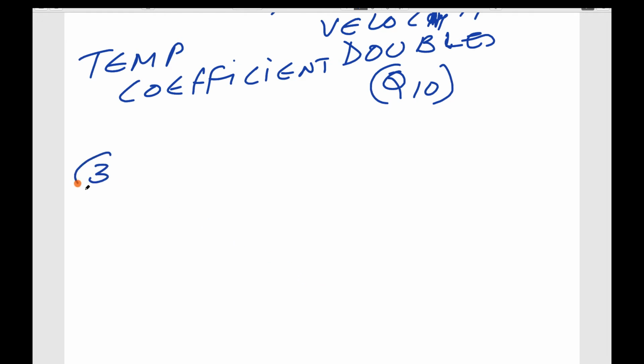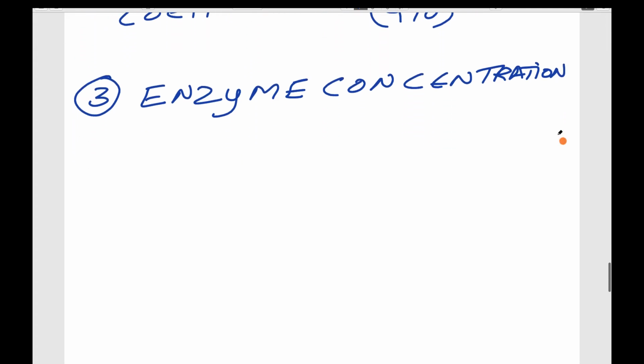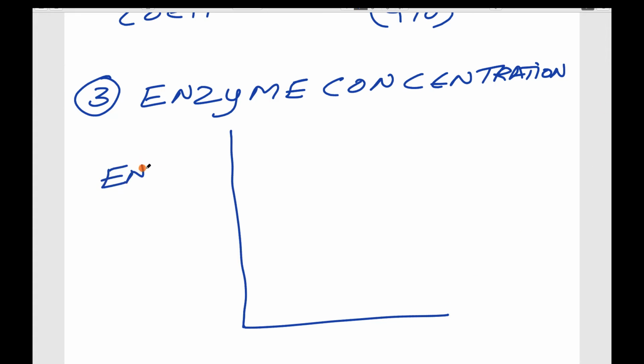The next one is enzyme concentration. When you talk about enzyme concentration, first I will draw a curve and show it diagrammatically. Here it is enzyme activity, and here it is enzyme concentration. What happens?